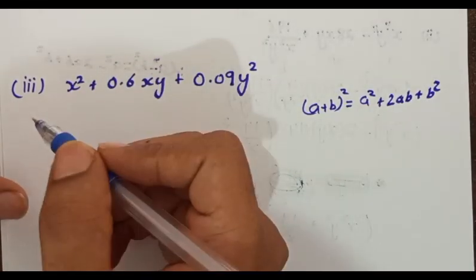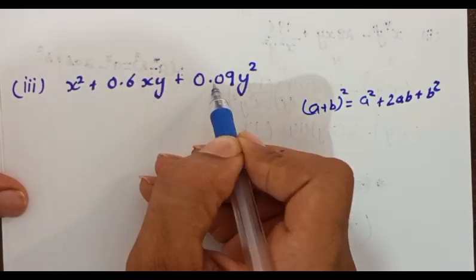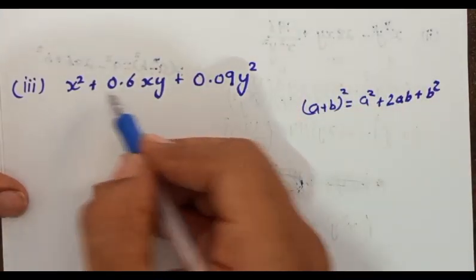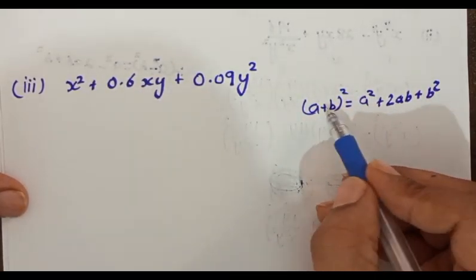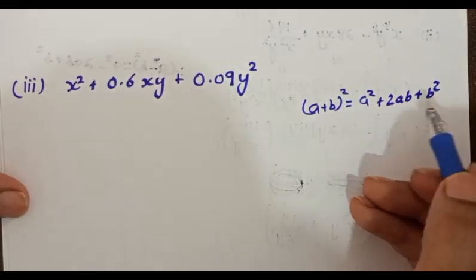Okay, come to another question, that is x square plus 0.6xy plus 0.09y square. For that I will use the first formula, that is (a plus b) square is equal to a square plus 2ab plus b square.